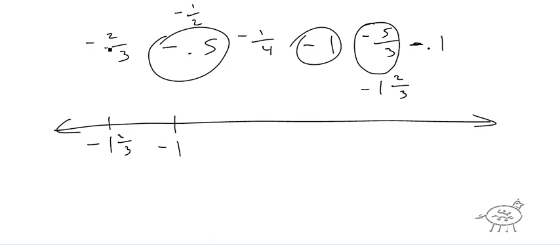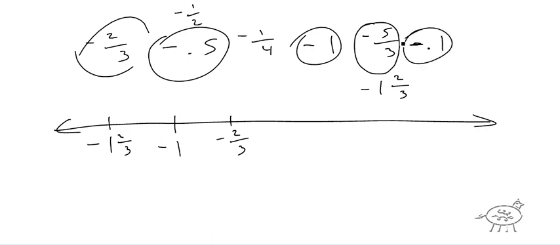So isn't negative 2/3 less than negative 1/2? Sure it is, because it's 2/3 of a pie versus 1/2. 2/3 is more of the pie than 1/2, so it's more negative when you put a negative sign. So here's negative 2/3. That one's good. Now let's compare the rest of them here.